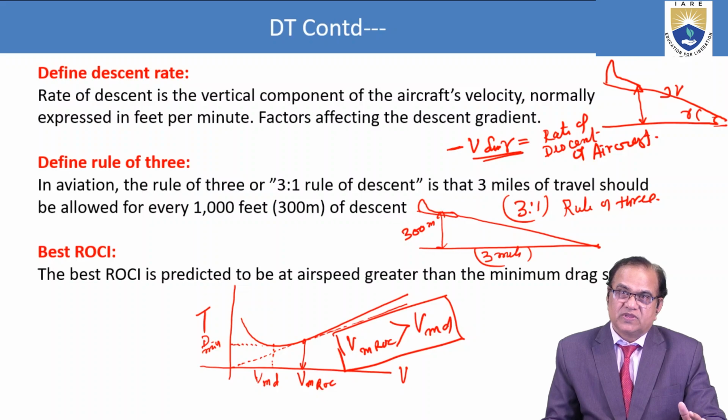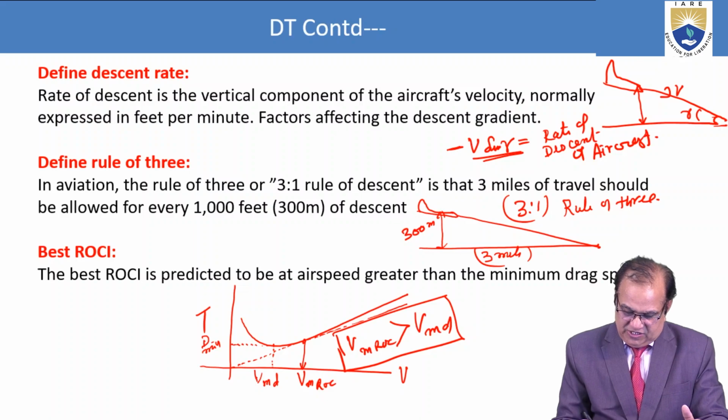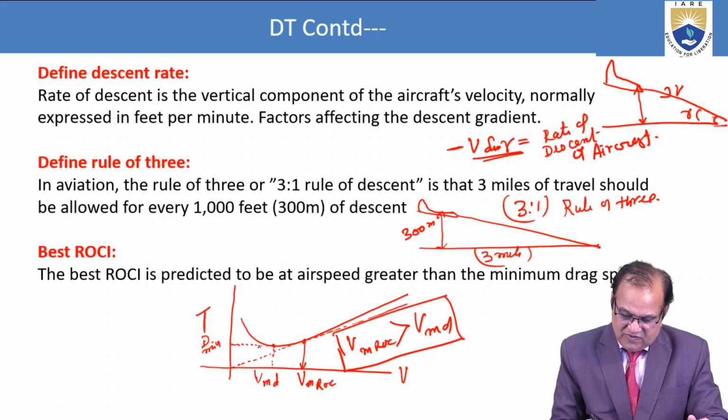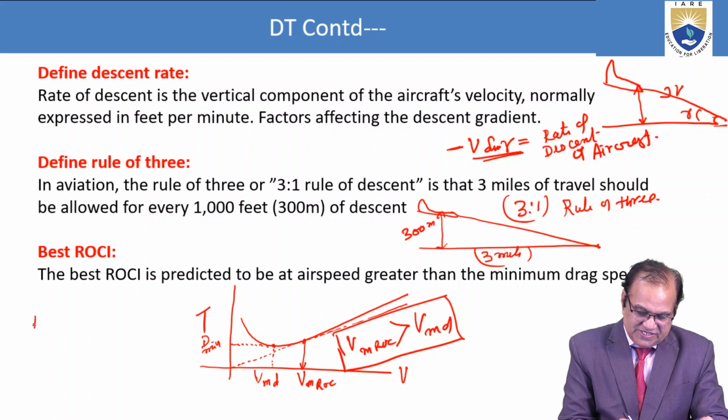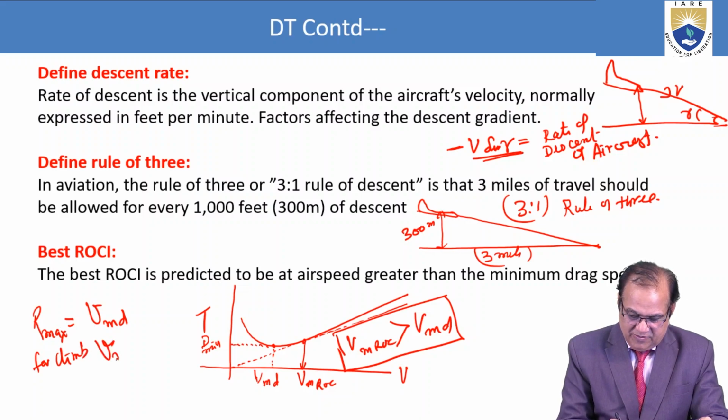If you want to fly for the best rate of climb, your speed should be V max ROC, and if you want your drag to be minimum, for max range, you have to fly at V minimum drag. For max climb, you have to fly at V maximum rate of climb, and this V max ROC is greater than VMD.